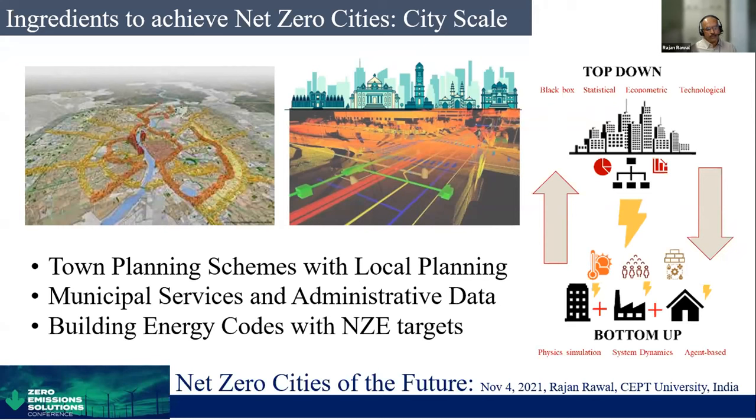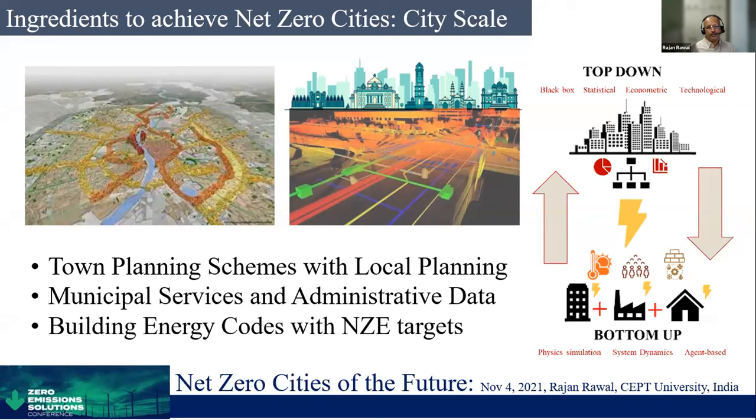Another important part is about the municipal services and use of administrative data. Typically in India, as well as in a large part of the world, EUI or EPI is a way to understand performance of the building. That means either energy use index EUI or energy performance index EPI, which basically suggests how much energy one is using per square meter over a year.